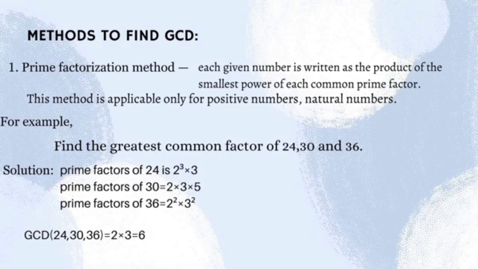The prime factors of 24 are 2 to the power of 2 times 3, and the prime factors of 30 are 2 times 3 times 5. And the prime factors of 36 are 2 to the power of 2 times 3 to the power of 2. From the factorization, we can see only 2 times 3 are common prime factors. Therefore, GCD of 24, 30, 36 is equal to 2 times 3 equals 6.